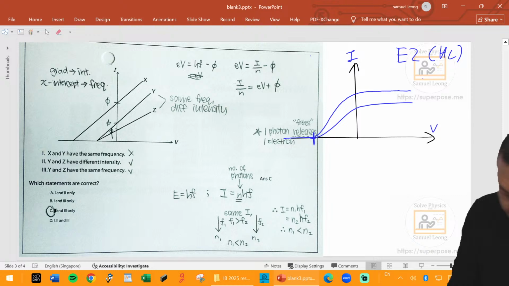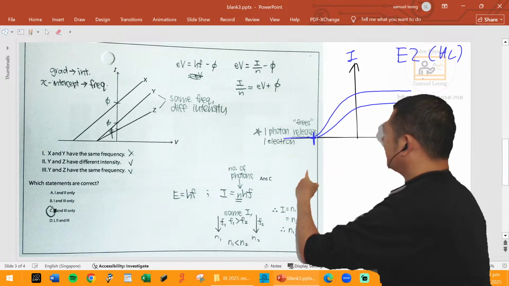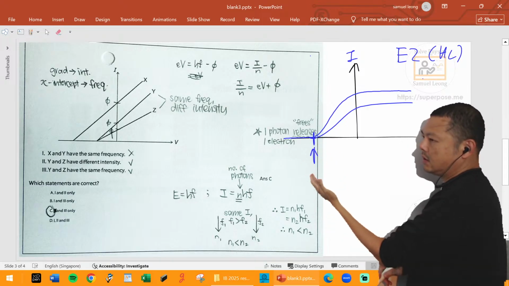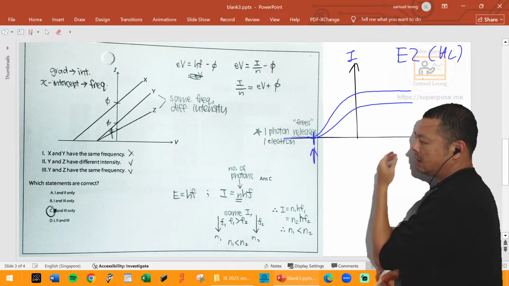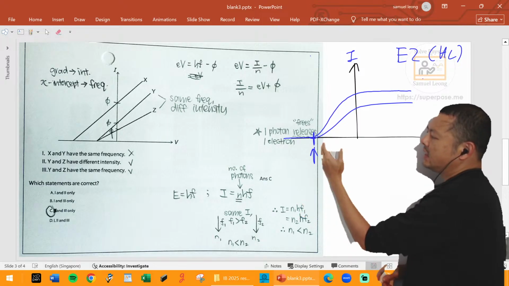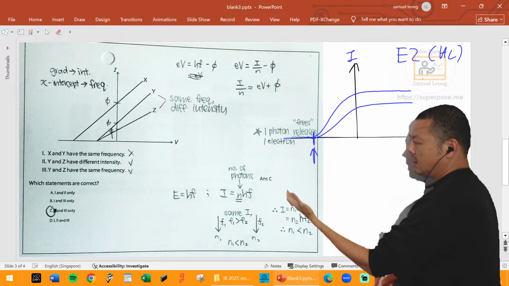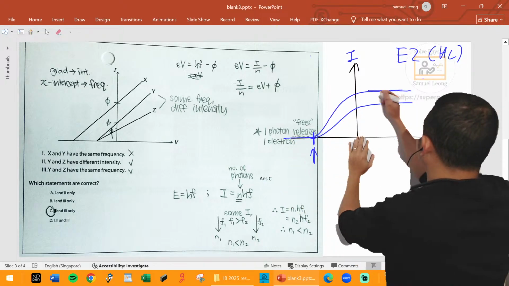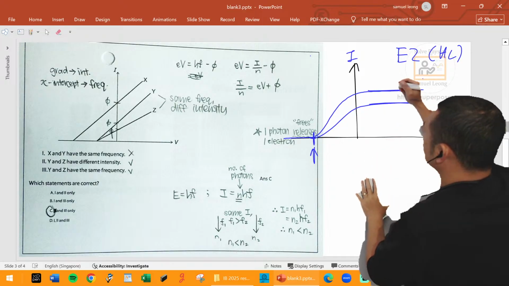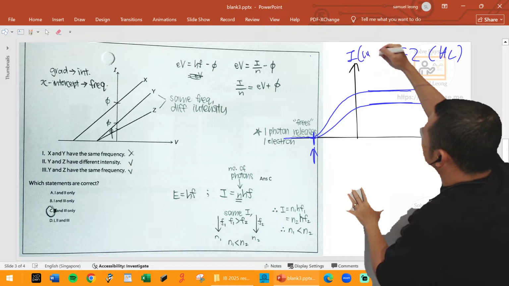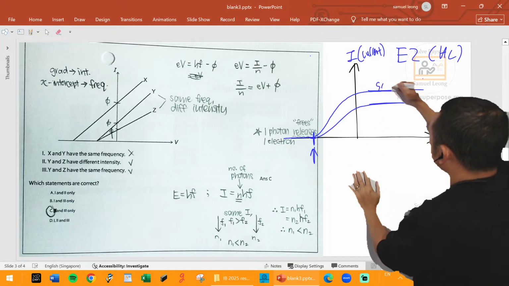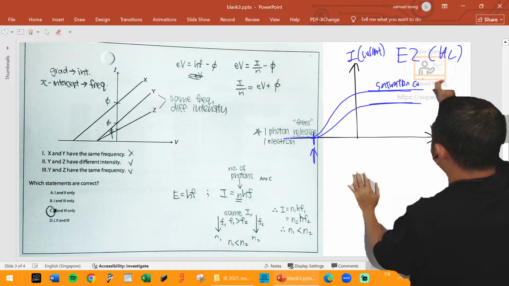But why? What's this thing here? That's the stopping potential. What is it based on? The stopping potential is based on the light that you're using. The higher the stopping potential, the higher the frequency. Then what are these flat lines called? These are called saturation currents. This is current. What are these two things? These two things are saturation currents.